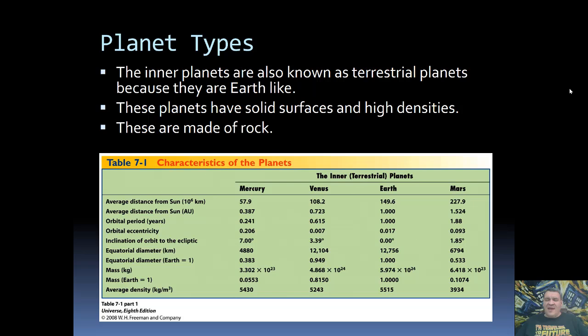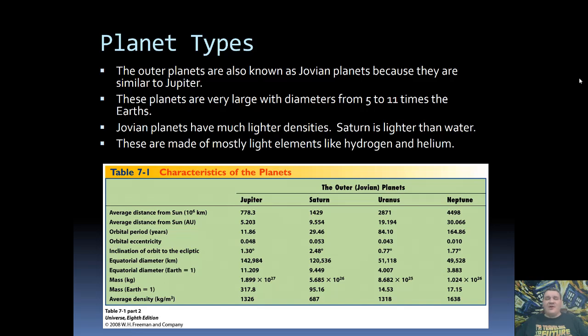Now that doesn't mean that they have nice breathable atmospheres with temperate climates. They absolutely don't. But it means that they're going to be made of the same types of things as the Earth. So just like the Earth has a solid crust, all of these planets also have a solid crust, which we could land on. Now, all of these planets have high densities as well, indicating that they're made of rock and metal. The outer planets are also known as the Jovian planets.